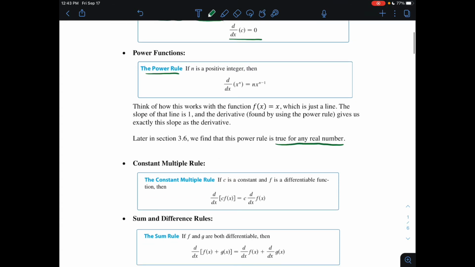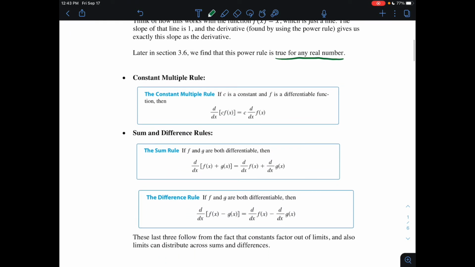Next is the constant multiple rule. If c is a constant, and if f is a differentiable function, meaning its derivative exists, then the derivative with respect to x of c times f of x is the same thing as c times the derivative with respect to x of f of x. Essentially, we can factor out the constant from the derivative. This goes back to how we could factor out a constant from a limit.